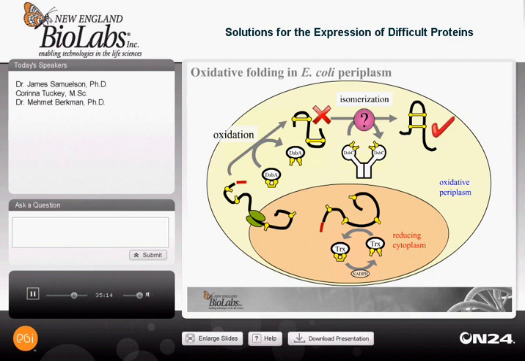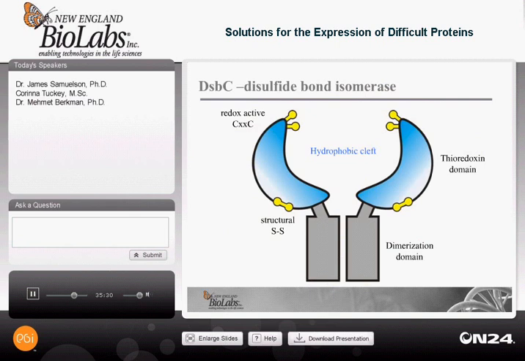Now, DsbC is critical to the properties of SHuffle cells. So, with your permission, I'm going to go into a little more in-depth explanation of the properties of DsbC. DsbC is a homodimeric periplasmic protein having two major domains, a thioredoxin domain, here shown in blue, and a dimerization domain, here shown in gray. The dimerization domain brings the two thioredoxin folds together, resulting in this cleft that is believed to be hydrophobic.